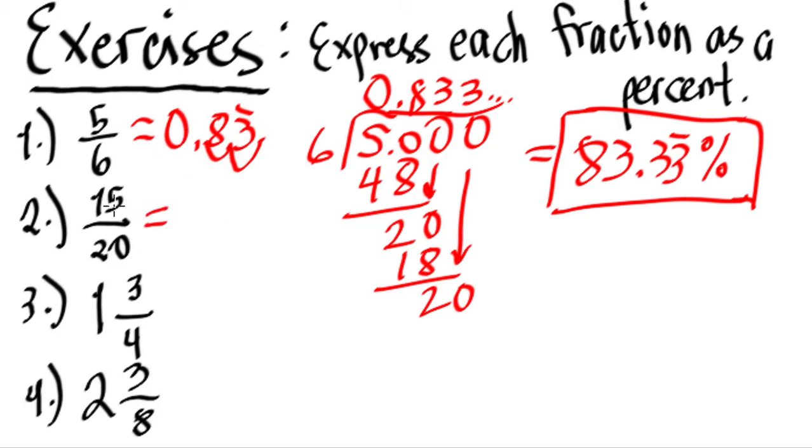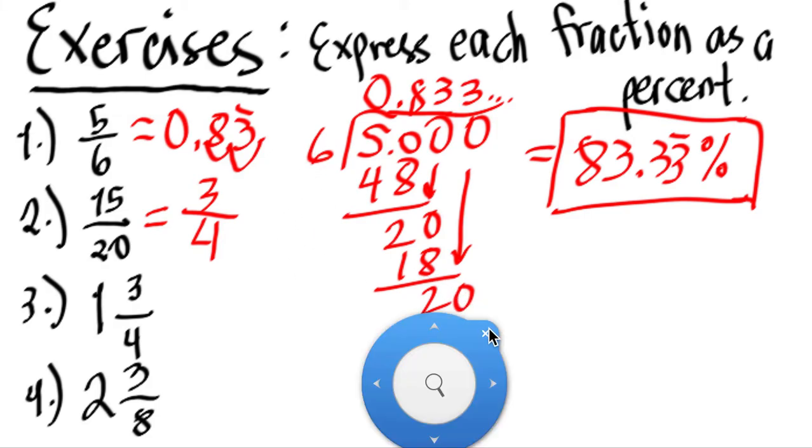First of all, it can be seen that 15 over 20 can still be simplified. The greatest common divisor is 5. Let's divide both by 5. 15 divided by 5 is going to give us 3. 20 divided by 5 is going to give us 4. So this is 3/4. I think we have answered this in the example above, actually.